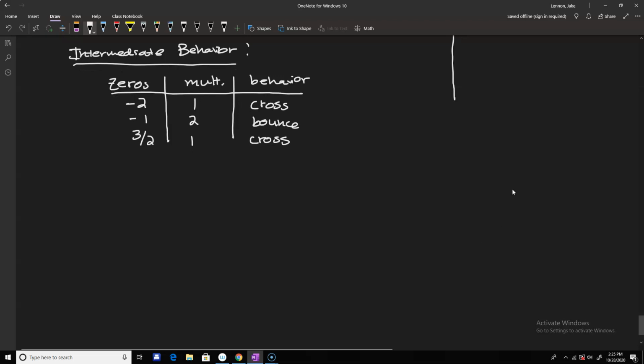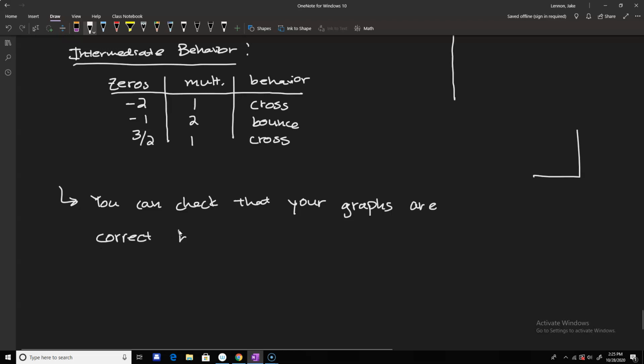Again, you can try to do these things on a graphing calculator or program to confirm that your graphs are correct by plugging them in. I recommend Desmos.com. I've used this before in many videos, but I just want to make a note here. Desmos.com is basically like a free online graphing calculator for your computer. You don't have to download anything, you just need the internet.